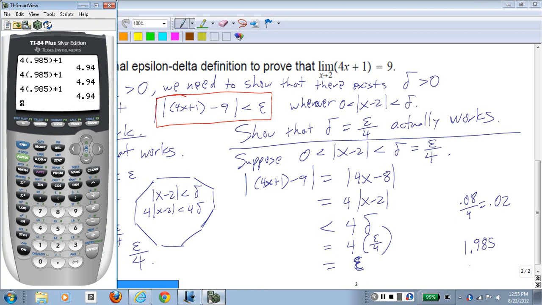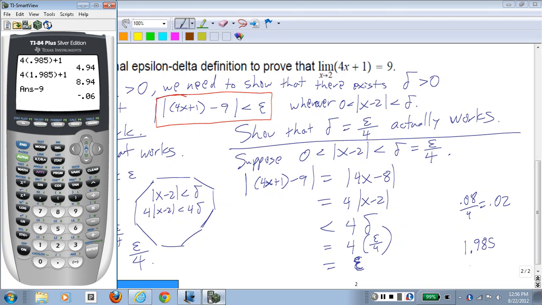All right, never mind. 4 times 1.985 plus 1. How close is that to 9? That's within 0.08? Yes. All right. I don't know if that helped at all, but I meant well by it. I'm just saying that if x is close enough to 2, then 4x plus 1 is guaranteed to be as close to 9 as we desire it to be.